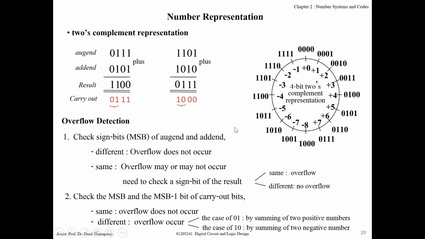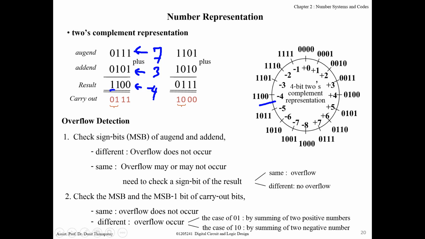But let's consider this one. 0 1 1 plus 0 1 0 1, and the result is this one. Is it okay? This, 0 1 1 1, represents 7, right? And this one is what? 0 1 0 1 represents 5. How about this result? This one is what? Minus 4. Oh, it's not okay.